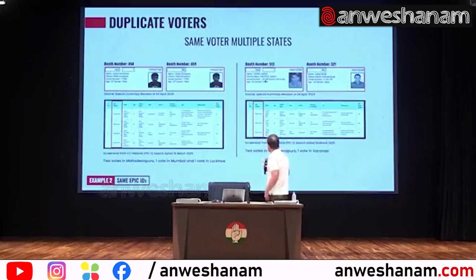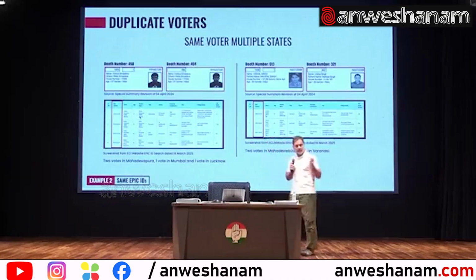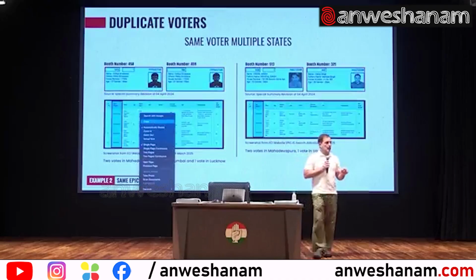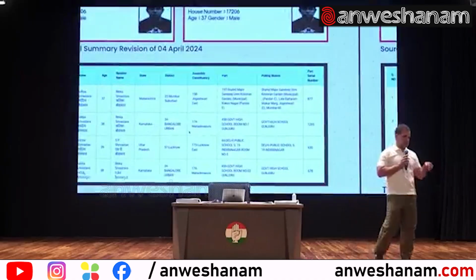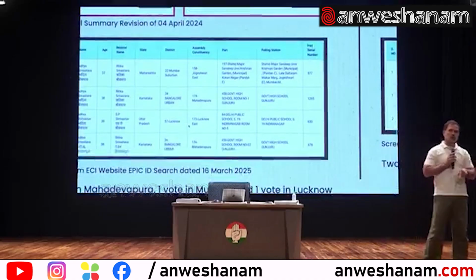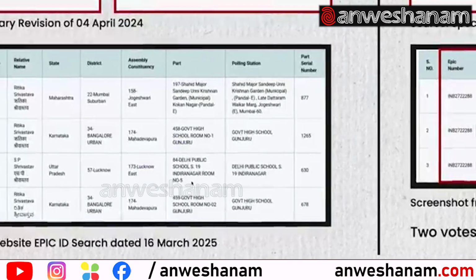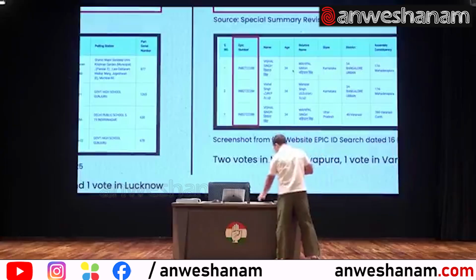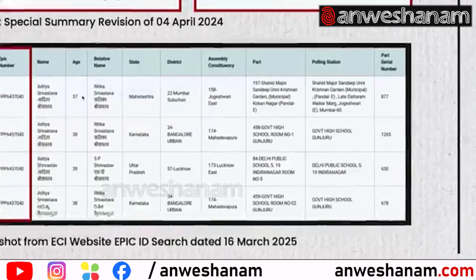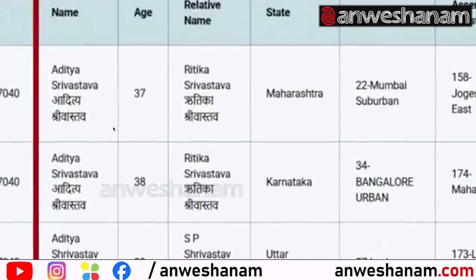Second example, same voter voting in multiple polling booths in Karnataka in the assembly, and also voting in Uttar Pradesh, voting in Lucknow, voting in Varanasi. Zoom in, no, show the name. This is the gentleman called Aditya Srivastava.